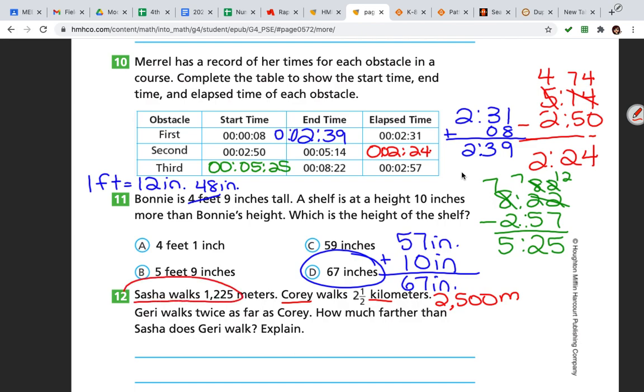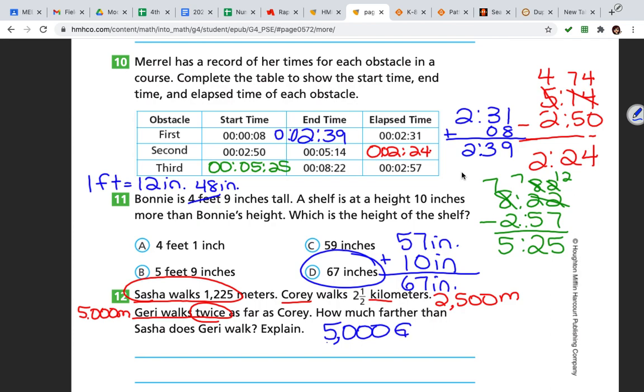Sasha is 1,225. Well, Gary walks twice as far as Corey. Okay, well, Corey is 2,500, so twice as far would be 5,000. How much farther than Sasha does Gary walk? Well, we know that Gary walks twice. Twice means 2 times as far as Corey. So 2 times 2,500 is 5,000 meters. So how much farther than Sasha does Gary walk?